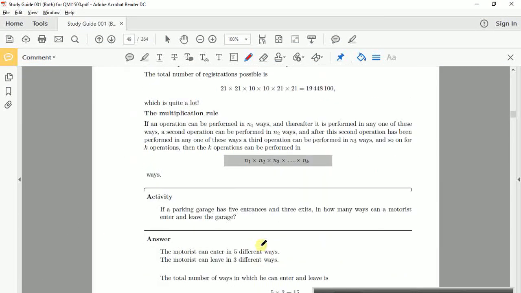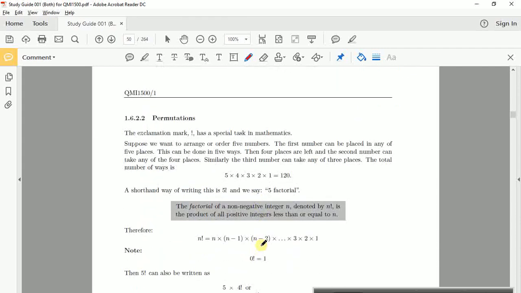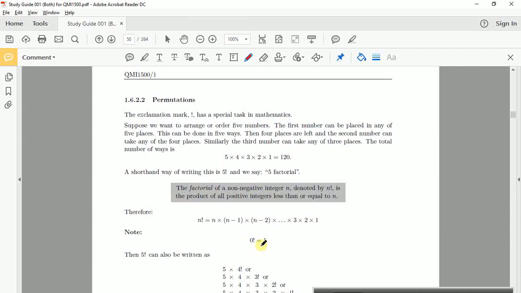Counting rules, that's fine, that's just counting. Permutations, this is quite important. When you have this factorial, this exclamation mark means factorial. So when I have 5 factorial, that means 5 times 4 times 3 times 2 times 1. That you can do on the calculator. So 5 factorial, where's the exclamation sign? Good. So 5, shift, that button, equals that answer.